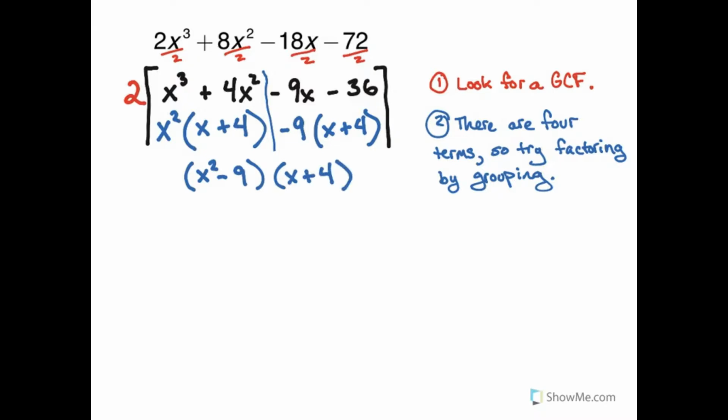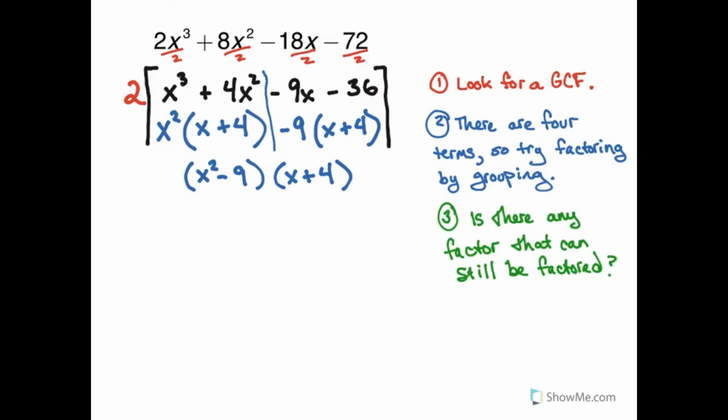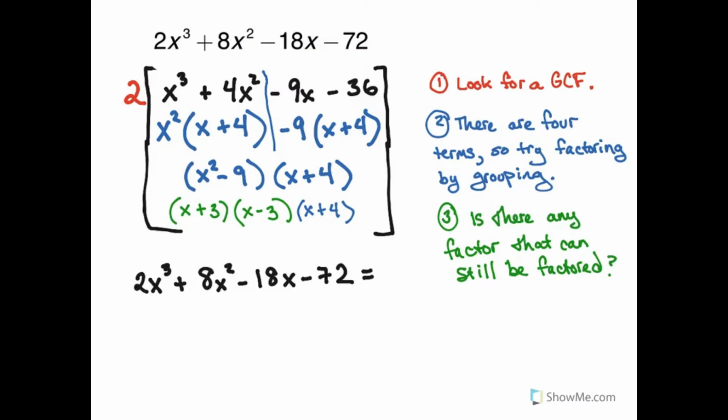Now, I am not done factoring because I need to recognize that x squared minus 9 is a difference of squares. So the difference of squares factors to the conjugates x plus 3 and x minus 3. And we still have the x plus 4. Now, don't forget that big red 2 that was pulled out in the beginning. So the final factorization is 2 times x plus 3 times x minus 3 times x plus 4.